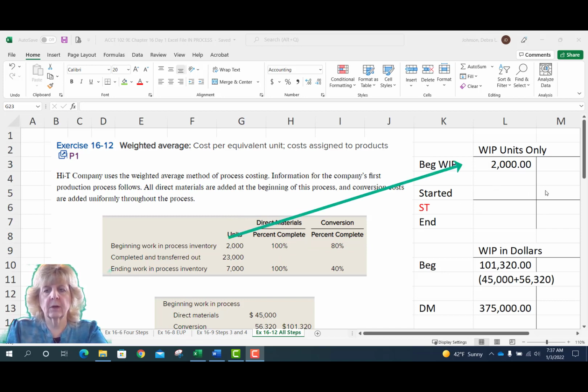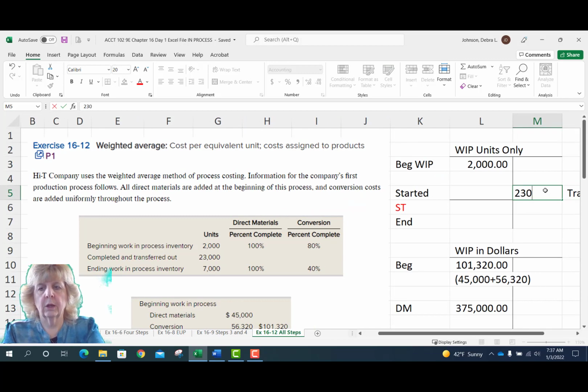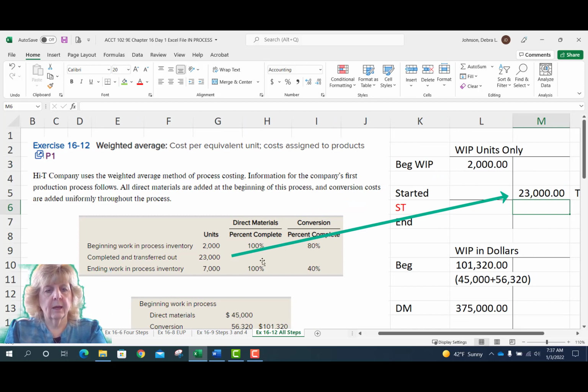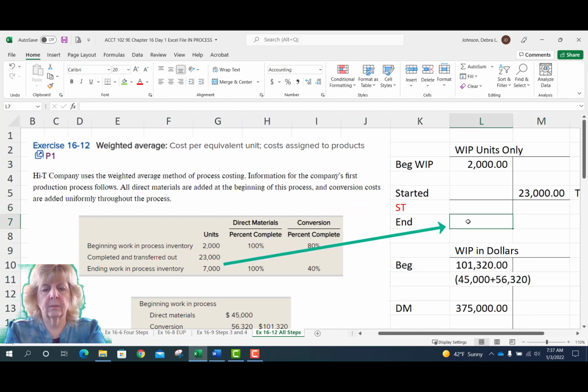Completed and transferred out would go over here on the credit side, 23,000, and the ending WIP was given to us at 7,000. So the author tried to give us a little bit of a curveball. He didn't tell us how much the started units are, but that's okay because our units have to match.